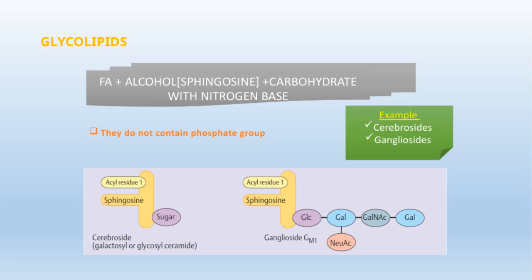Let's take a closer look at glycolipids. An important example of these molecules are cerebrosides and gangliosides. What sets glycolipids apart is that they do not contain a phosphate group, unlike phospholipids.